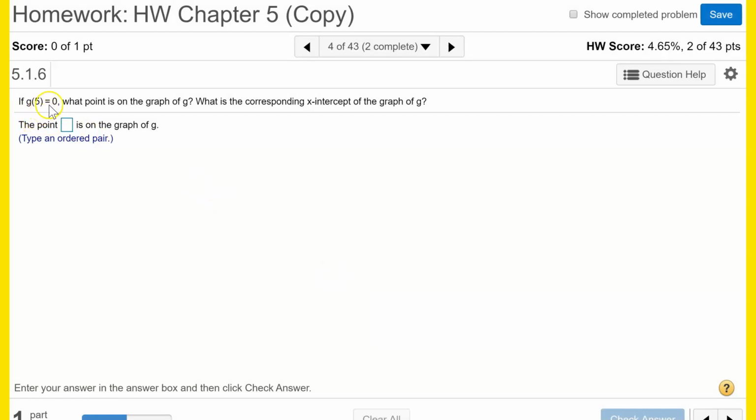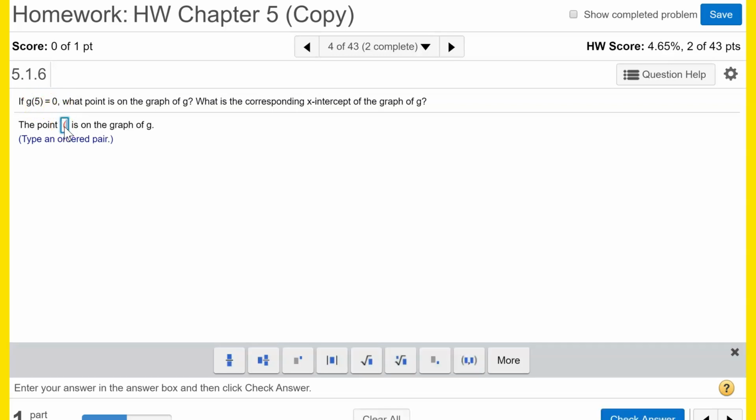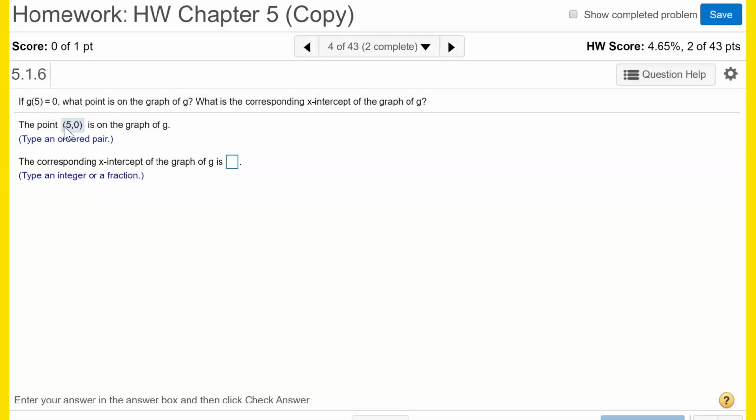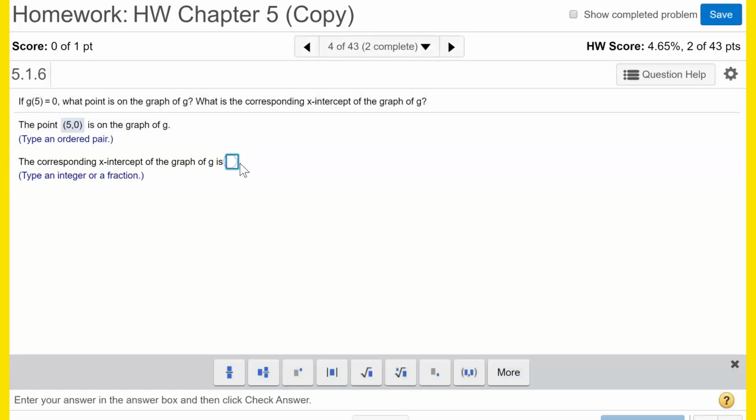If g of 5 equals 0, what point is on the graph of g? What is the corresponding x-intercept of the graph of g? Well, if g of 5 equals 0, then 5 is the x-coordinate. That's the input. And 0 is the output, or the y-coordinate. So (5, 0) is the ordered pair. The corresponding x-intercept is, you can simply put as 5.